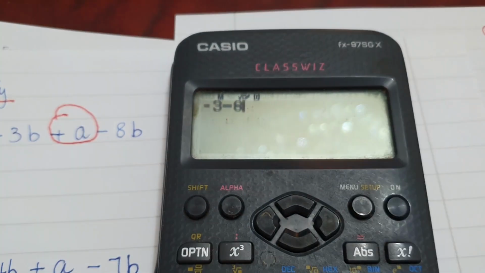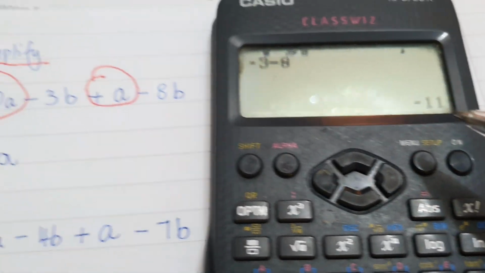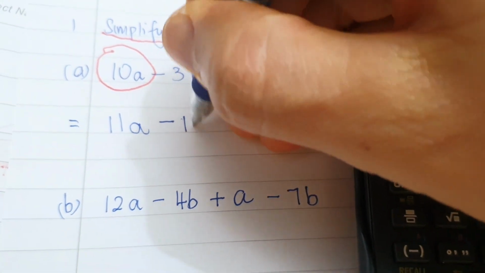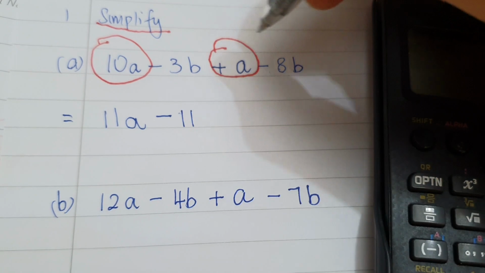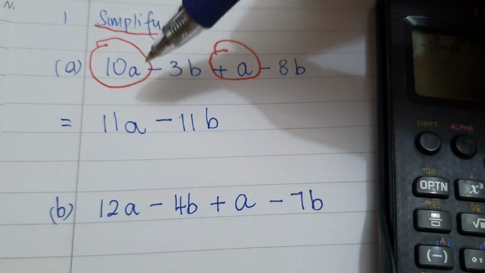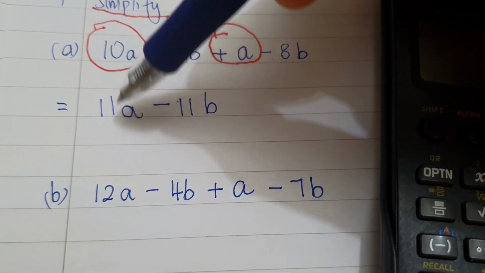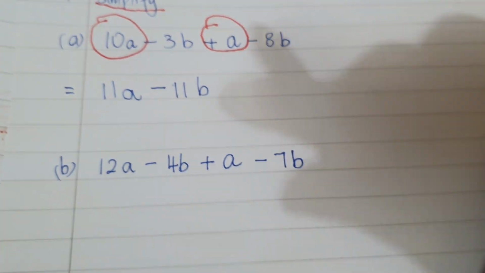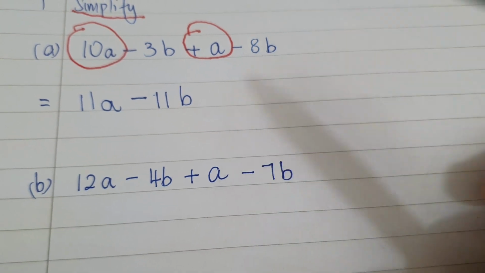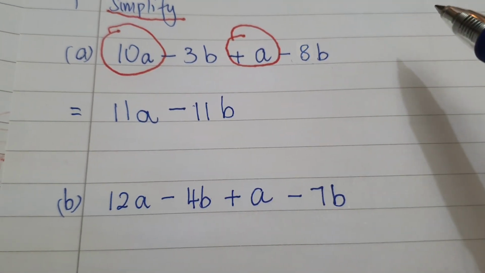Of course we cannot press the b on the calculator. We only press the number, and it tells us minus 11. Now your answer is not just minus 11. It is minus 11b, banana. So very simple. You group all the apples together, all the bananas together, and you'll get this answer. Now the second question is the same. You go and do your own. Later I will send the solution over, then you can check your answer.